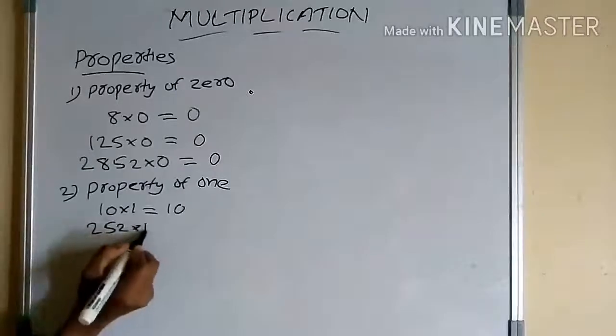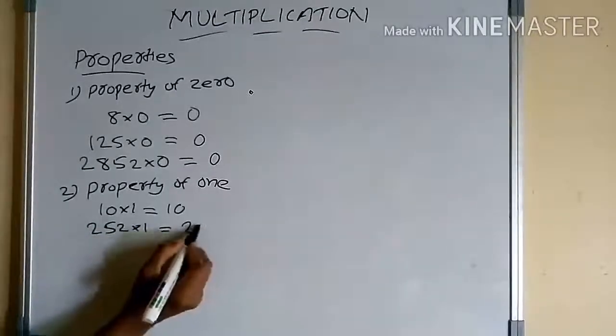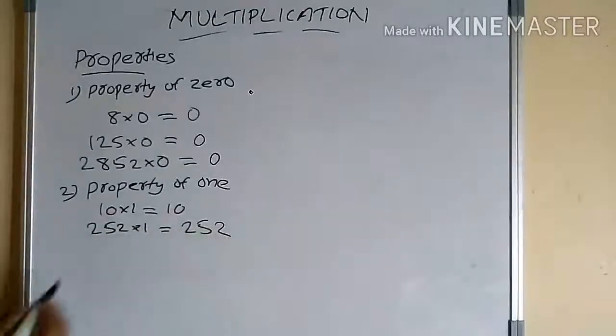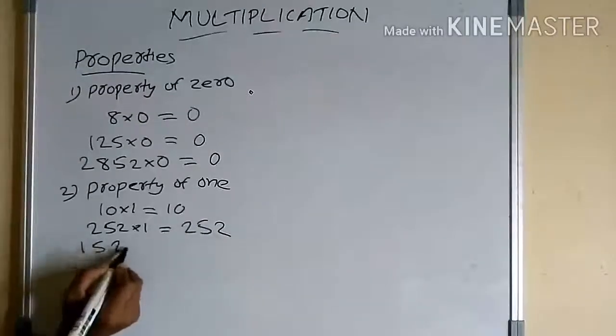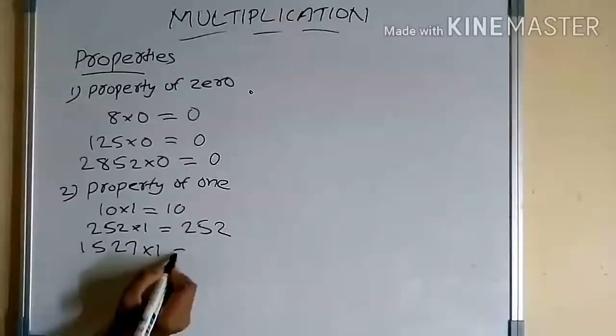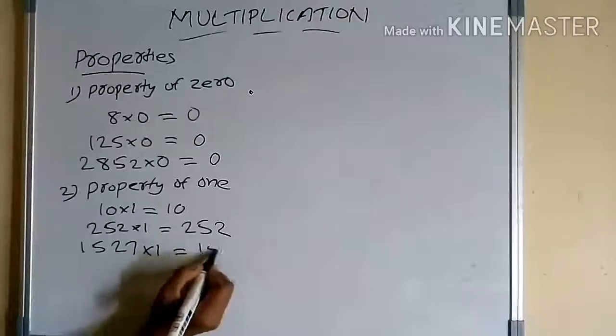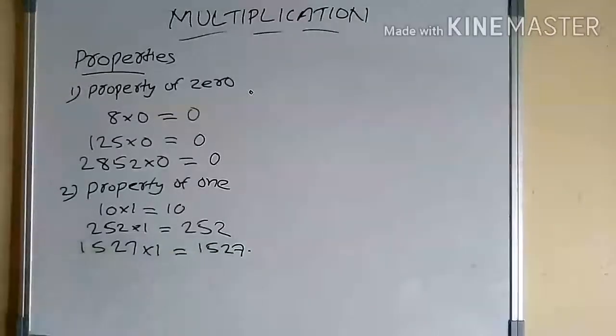252 into 1. What is the answer? 252. 1527 into 1. What is the answer? 1527. That is, when any number is multiplied with 1, the result is that number itself.